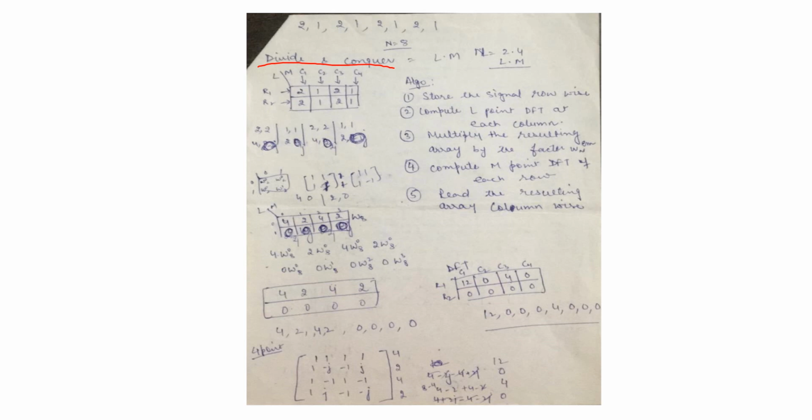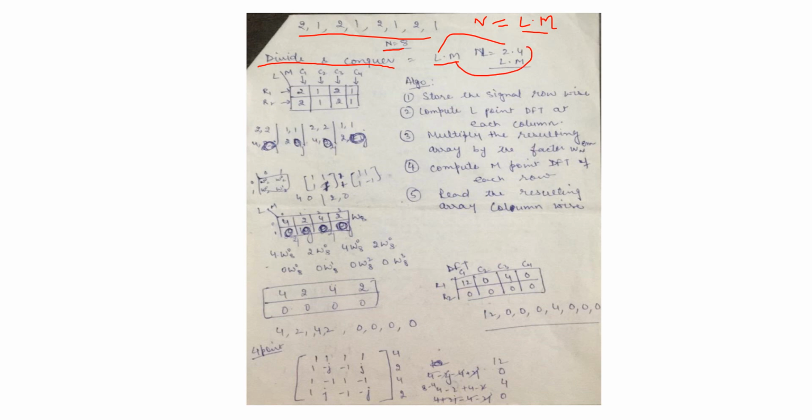For the divide and conquer approach, the first step is you assume N is equal to L into M. Clear? So we have to perform an 8-point DFT, so capital N here is 8. 8 is equal to L into M. You can assume anything as L or M, but the multiplication should be equal to 8. So I assume here L is equal to 2 and M is equal to 4.